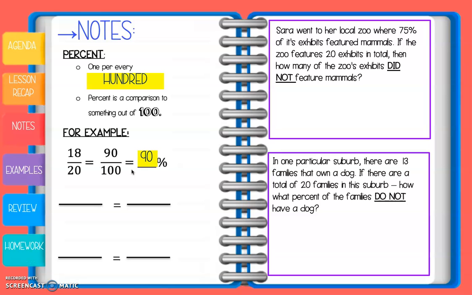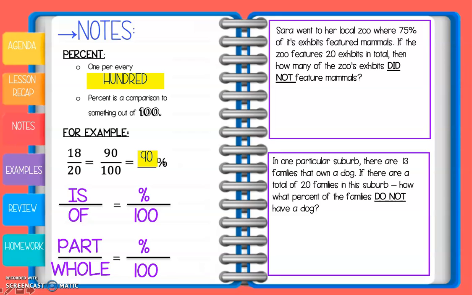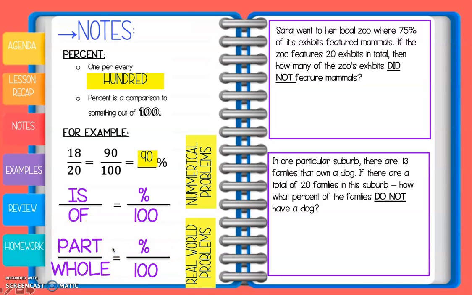All right, so there are 2 percent proportions that we're going to use. The first one is is over of equals percent over 100, and the other one is part over whole equals percent over 100. Now, we talked earlier in the week about how is over of we use for numerical problems, and part over whole is used for real-world problems.